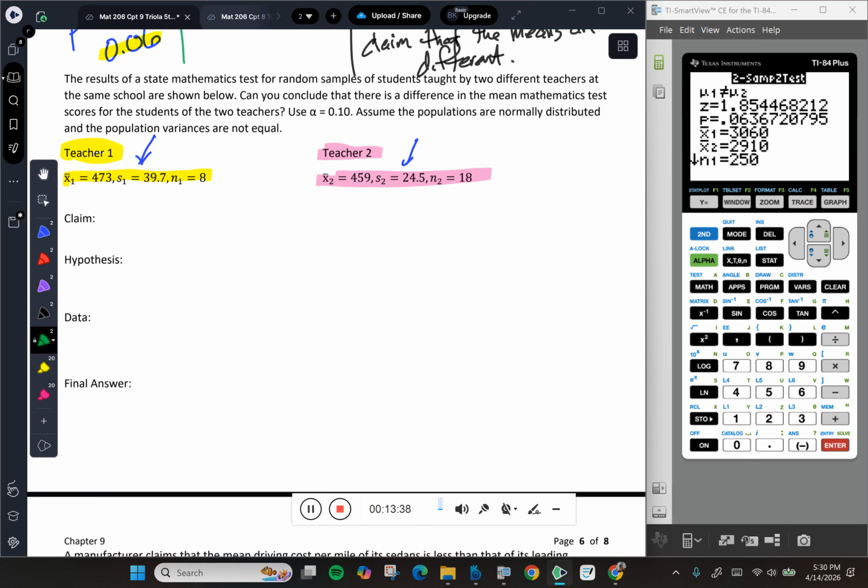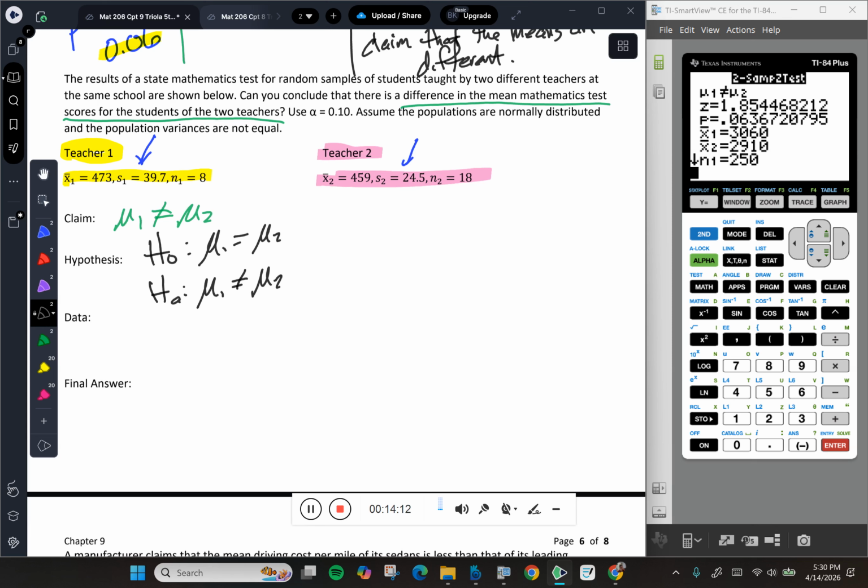What's the claim? Well, the claim is that there is a difference in the scores. That is that mu sub 1 is not the same as mu sub 2. Hypotheses: the alternate is that mu sub 1 is not the same as mu sub 2. The null would be that mu sub 1 is the same as mu sub 2. Effectively, mu sub 1 means it doesn't matter which teacher, test scores are the same. Mu sub 2, it matters which teacher, test scores are different.